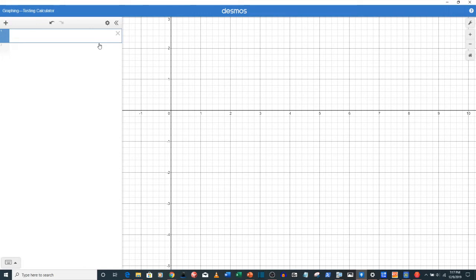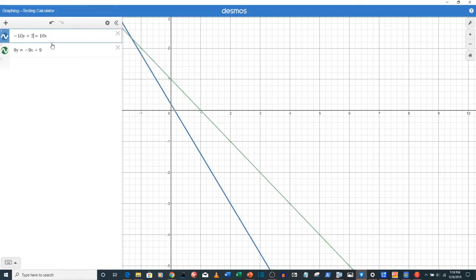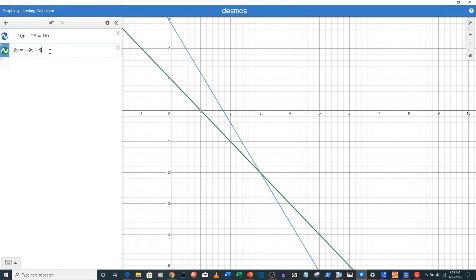We do negative 10y plus 28 equals 16x, and 9y equals negative 9x plus 9. Well, what did I do wrong? Hang on, I think I typed something wrong. Negative 10y, oh, I put plus 29. There, it should have been plus 28.